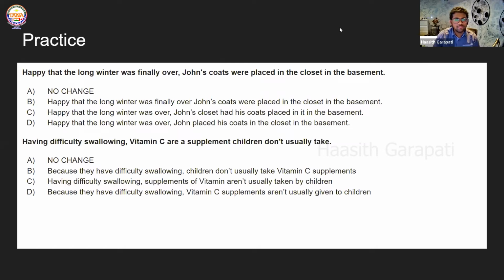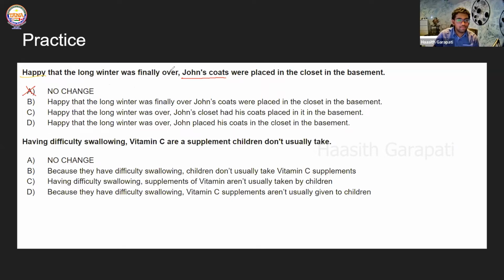So the first sentence: happy that the long winter was over, John's coats were placed in the closet in the basement. So what is the modifier here? What is being performed by the noun? Well, happy is the modifier. The noun is being happy, happy that the long winter was over. Now, what is the noun in the first sentence? John's coats. Now, tell me, in this relationship between the modifier and the noun, can coats be happy? Well, coats are not sentient objects or sentient beings, and they cannot process emotion, so they cannot be happy. So A is wrong. It's kind of obvious in the sentence that we're supposed to be talking about John, and John's just putting his coats in the closet, but the noun there should be John himself.